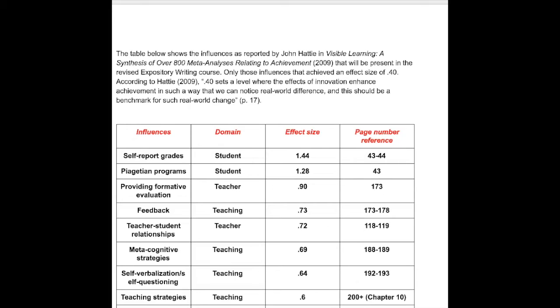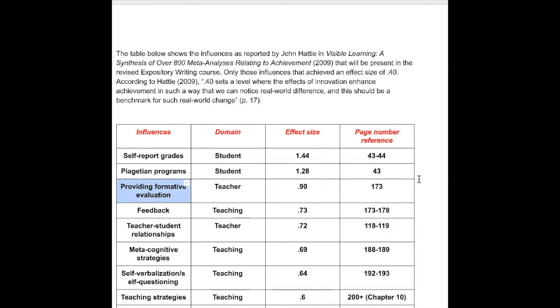As you go through that thought process of deciding when you want to use formative assessment, it's worth mentioning the work by John Hattie, Visible Learning. He did a meta-analysis of studies and tried to pinpoint the influences that have positive effects on students' learning, all the way down to negative effects. It's worth pointing out that providing formative evaluation was the third highest influence that John Hattie found.